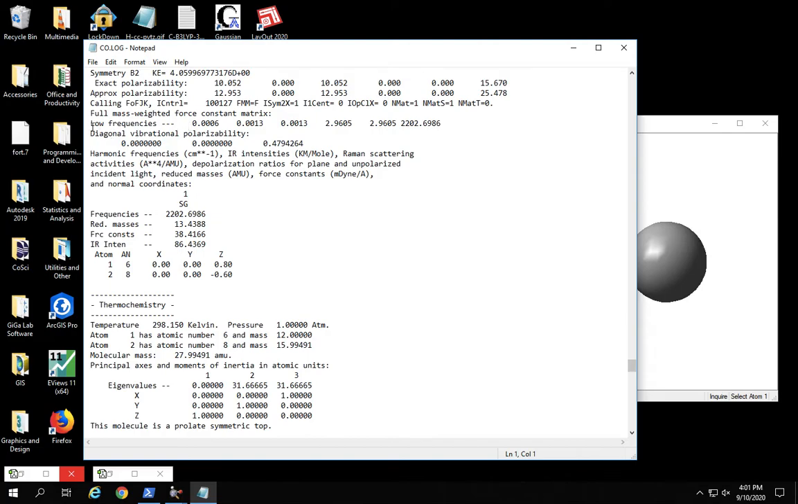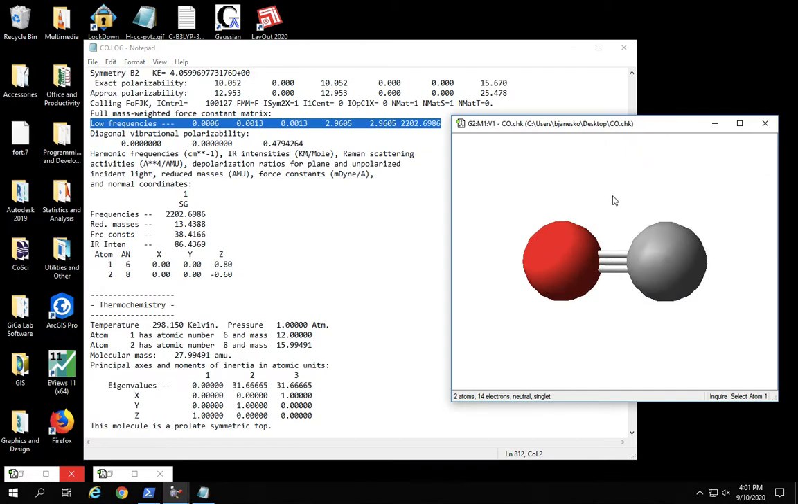You can see this line that says low frequencies. And we talked about this briefly when we talked about transition states. This molecule has 2 atoms, each of which has an X, Y and Z position. So I actually have 6 different degrees of freedom. 3 correspond to translation of the center of mass, 2 correspond to rotation, and 1 corresponds to vibration.